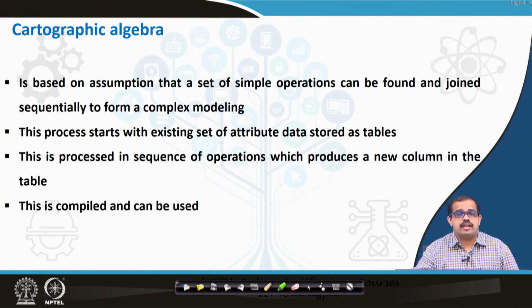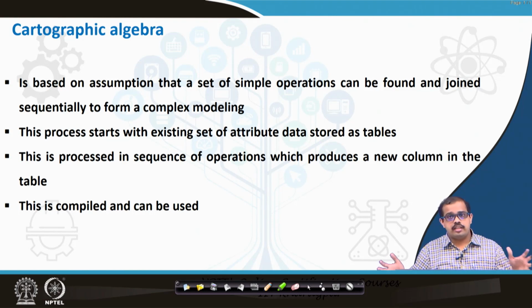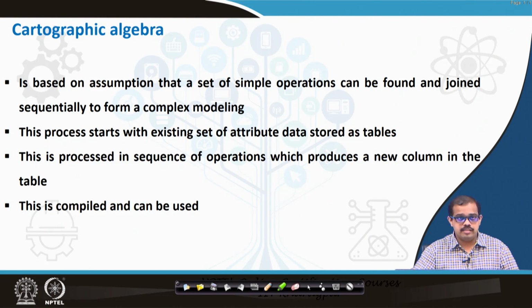Cartographic algebra is based on the assumption that a set of simple operations can be found and joined sequentially to form a complex model. Which means you have a set of different models with simple algebra, and combining them forms a complex model with a complex algebra. The process starts with an existing set of attribute data stored in tables. These are processed in a sequence of operations which produces a new column in the table. Finally, these are compiled and can be used for various analyses.